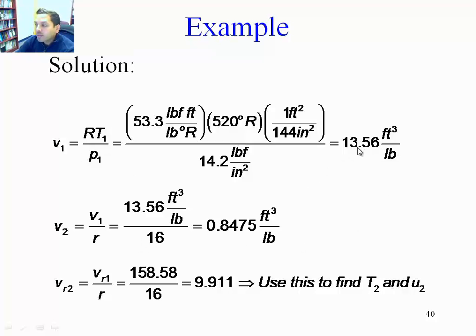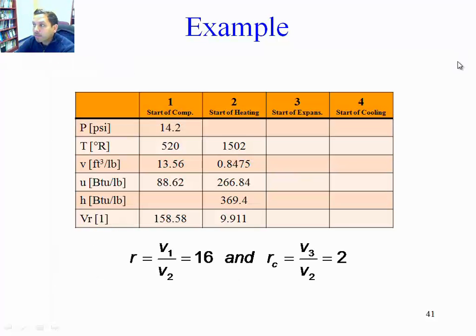Now, knowing the volume at state 1, we can divide that by 16, which is the compression ratio, to find the volume at state 2. The volume at state 1 is 13.56, and the volume at state 2 is 0.8475. Using the same compression ratio of 16, we can relate VR1 to VR2, because the process from 1 to 2 is an isentropic process. From the table, we found that VR1 was equal to 158.58. We divide by the compression ratio 16, and we get VR2 equal to 9.911. So knowing the VR at state 2, we can go back and find the temperature, the energy, the enthalpy, and whatever we need, because the tables are organized by temperature.